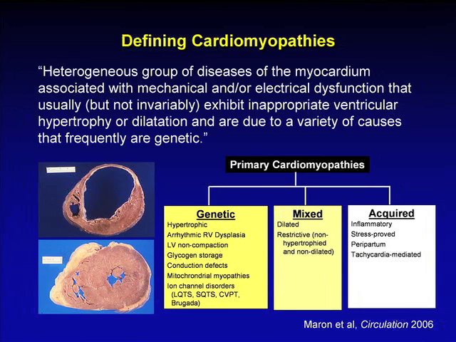It's a group of diseases of the myocardium associated with mechanical and/or electrical dysfunction that usually, but not invariably, exhibit inappropriate ventricular hypertrophy or dilatation. There's a pathologic consequence to it, and they are due to a variety of causes. So it's a very vague definition, mainly because it comprises many systemic diseases as well as very specific cardiomyopathies, either genetic, acquired, or mixed. And that's really the first diagnostic criterion for primary cardiomyopathies: something intrinsically wrong with the heart.